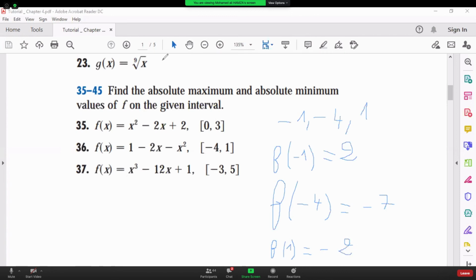Okay, which one is the largest one? The largest one is the absolute maximum and the smallest one is the minimum. Among the 3 points, the minimum: we have 2, minus 7, minus 2, so minus 7 is the minimum. The maximum is 2. The minimum is in black and the maximum is in red. Is it clear? Yes.